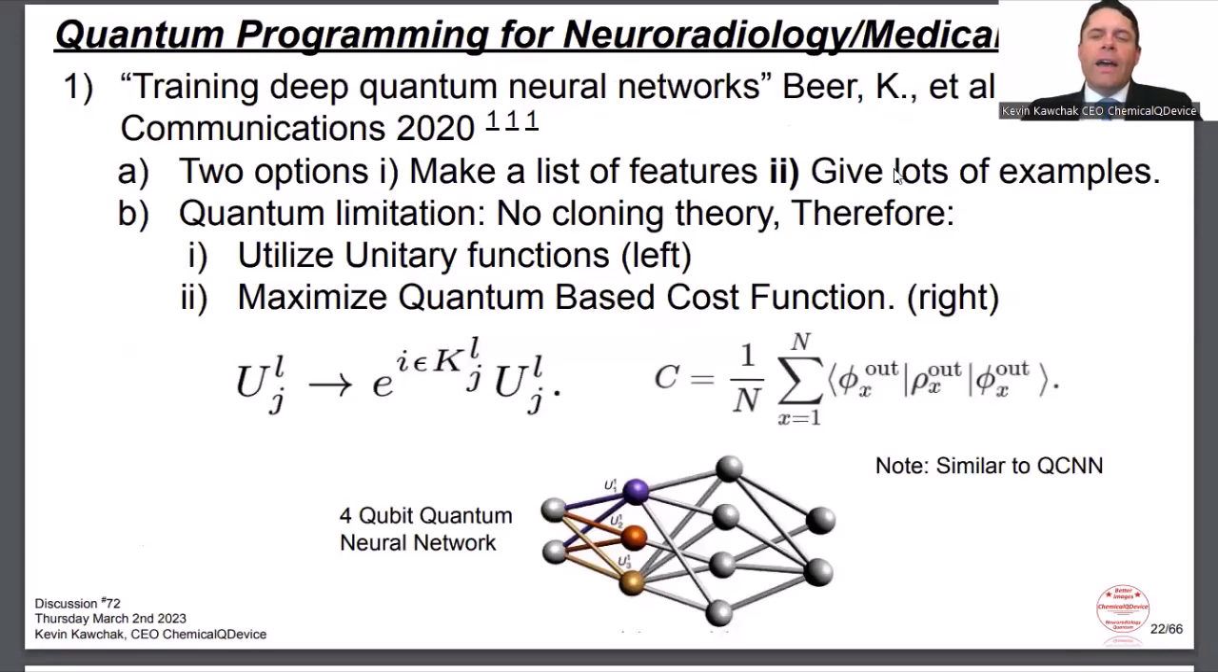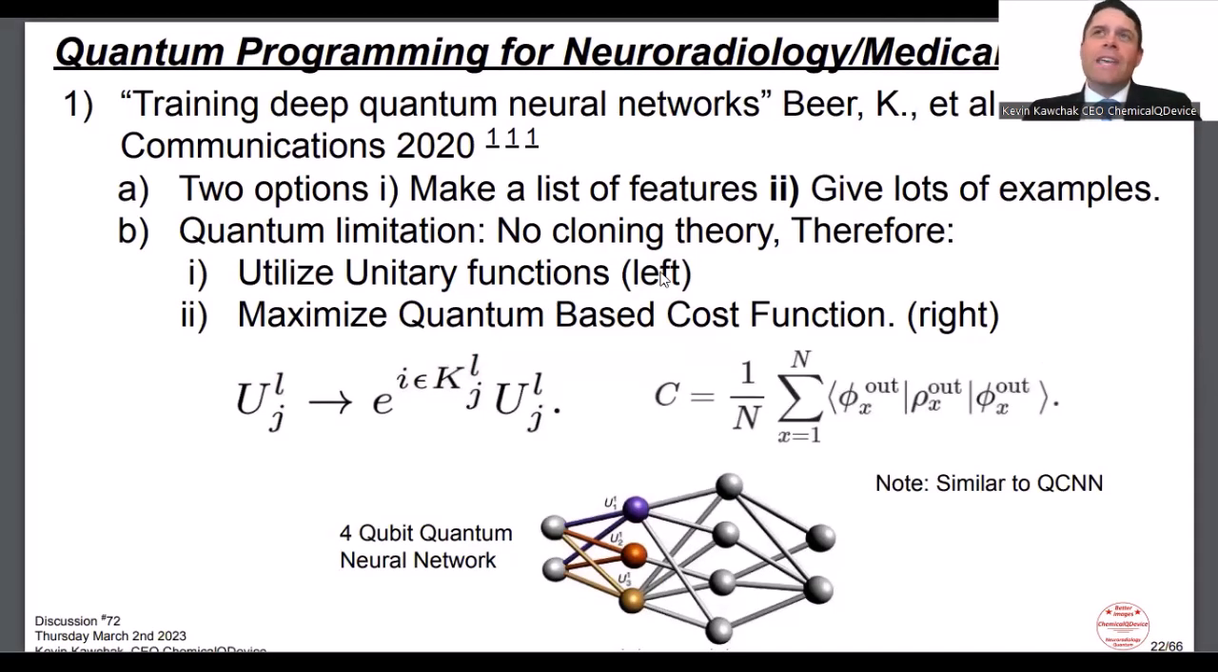But on the fundamental basis of this, you have unitary functions. The issue with quantum is you can't actually clone data like you can conventionally. And then you also have a different type of cost function. So you could call it U, L, J, and then the C. They're just different in the quantum realm.